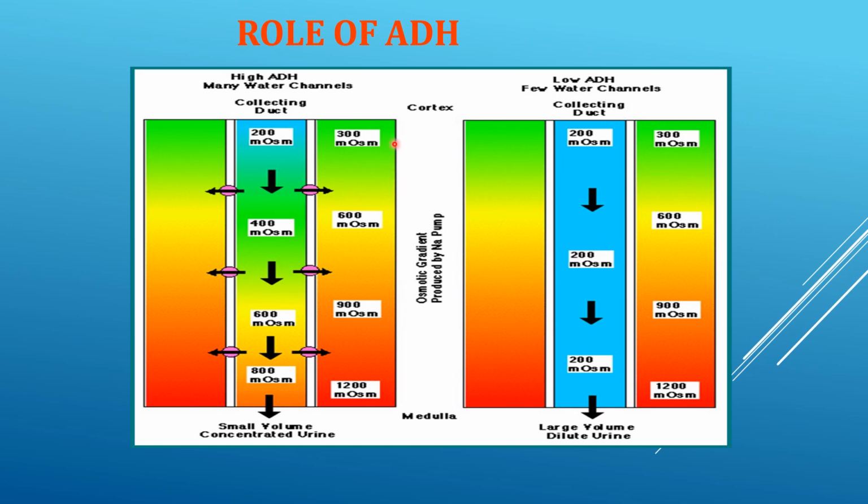And the role of ADH, as we have already seen: under high ADH, many water channels are produced in the tubular cells so that more water is reabsorbed. So concentrated urine in small volume will be produced. And under the influence of low ADH, few water channels will be present, so a large volume of dilute urine will be produced.